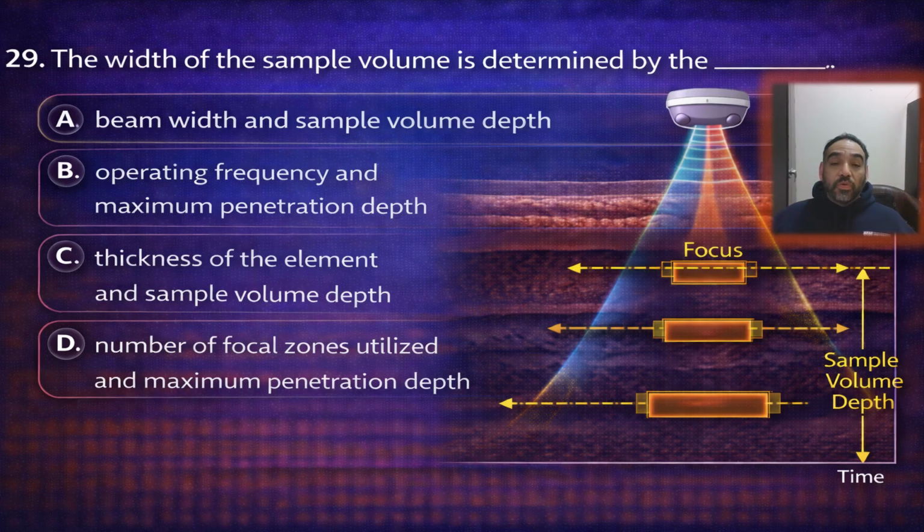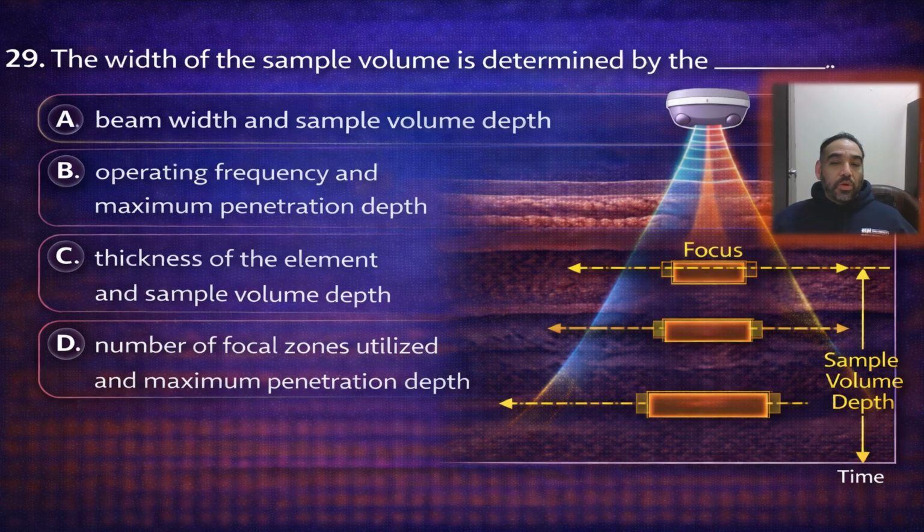So this is pretty straightforward, right? So the correct answer is A, the beam width and sample volume depth. So let's talk about why that is. The width of the sample volume is determined by the beam width, which is the lateral dimension, and the sample volume depth, because beam width changes with depth. So let's go into this a little bit further.